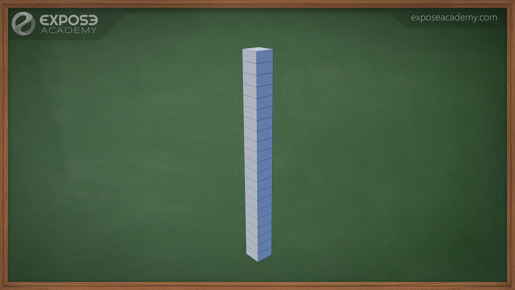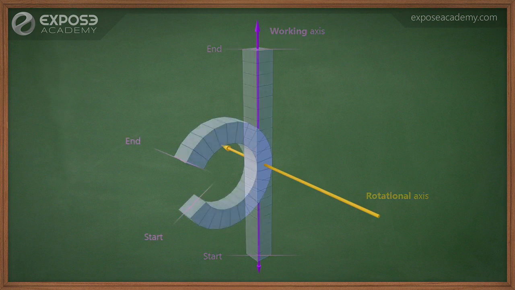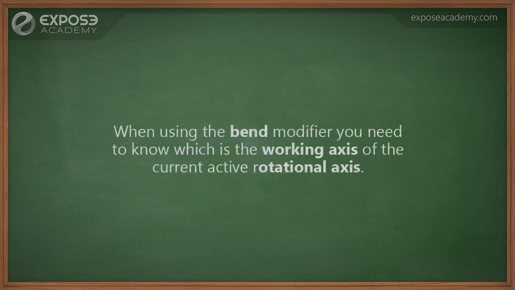First, it will decide the rotational axis. Then, it will define the working axis to determine the start and the end points. Then, based on your angle value, it will bend and try to make the start and the end points meet together. So, from this explanation, you need to know what is the working axis that Blender is using for that current rotational axis.